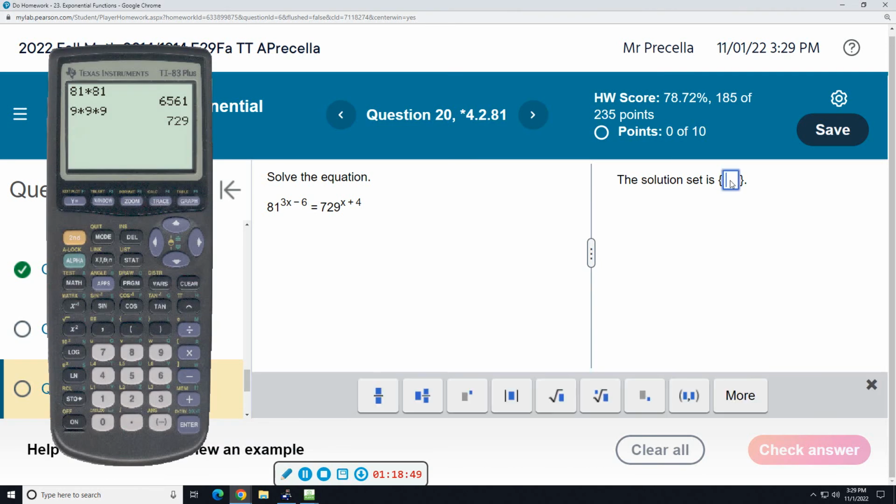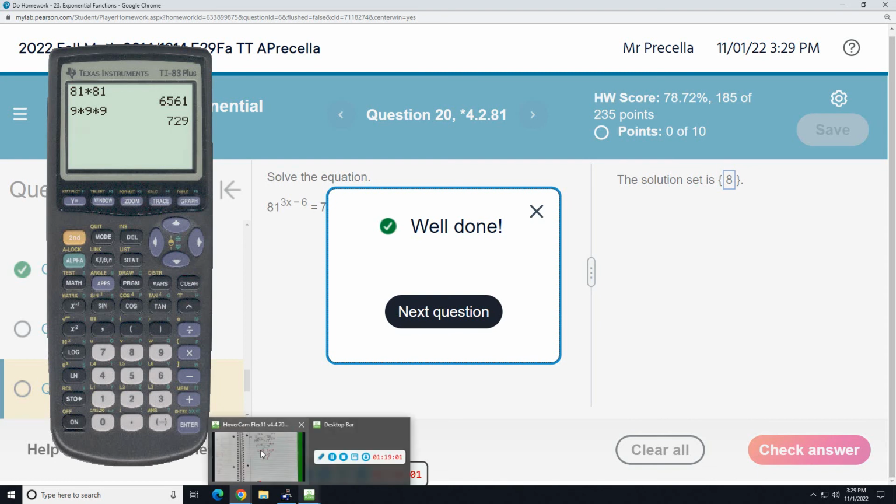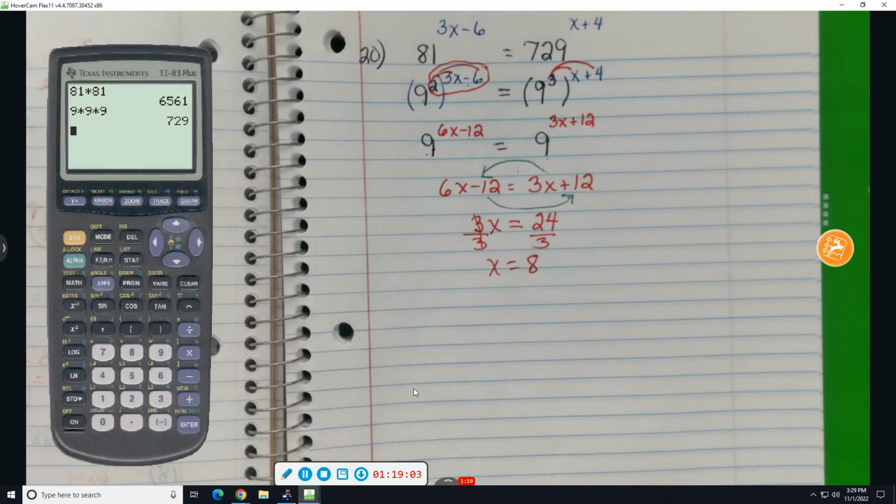X, the solution set is 8. Oh, there's only 3 left of these. Okay, there it is. So I rewrote 81 as 9 squared, and I rewrote 729 as 9 cubed.